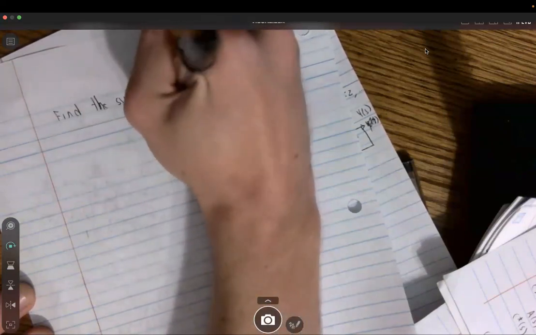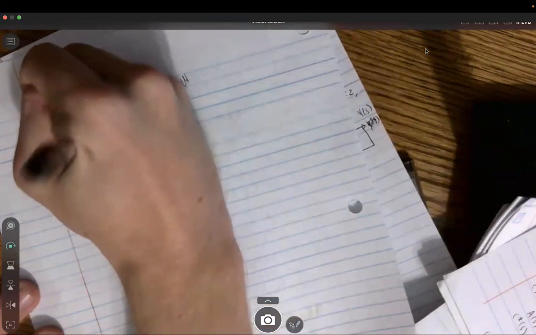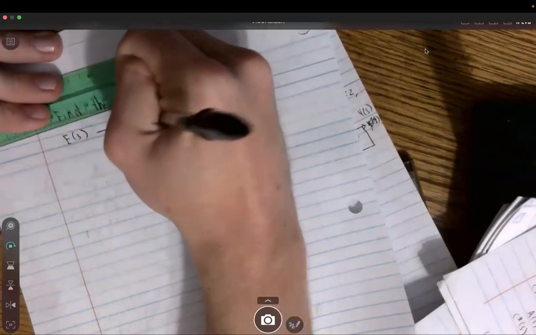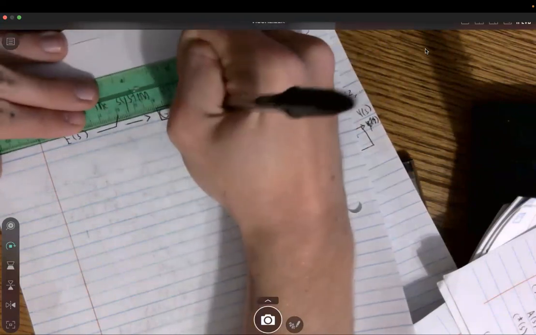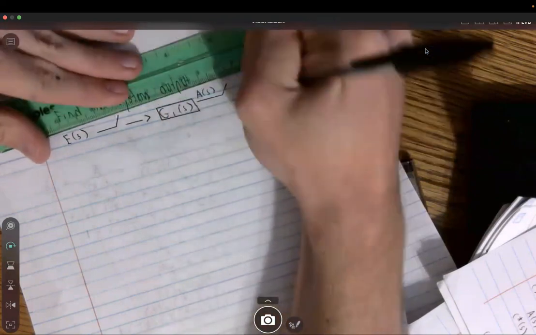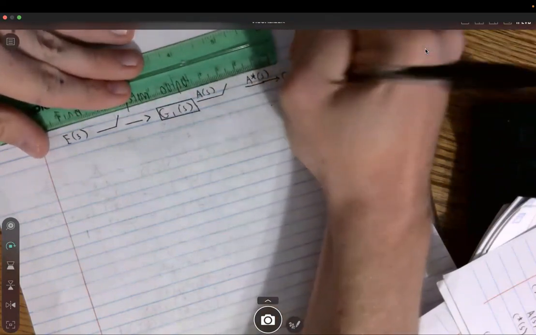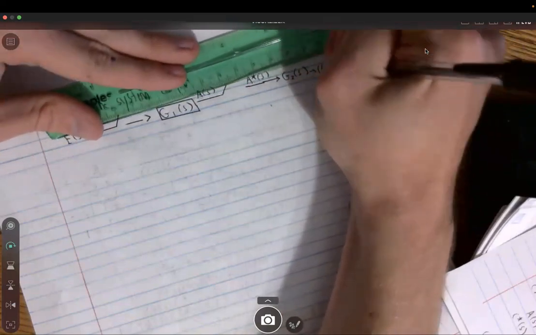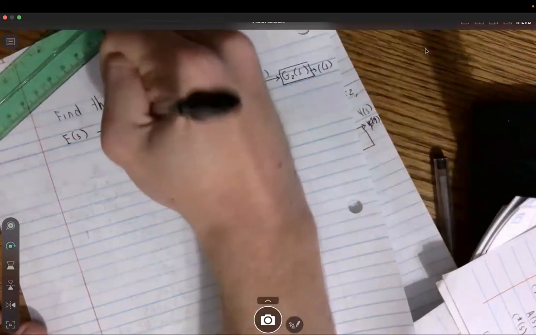We're given the following block diagram where we have our E of S, and then we have a sampler, and then it enters our G1 of S, and then we go to A of S, and then it gets sampled, then we get A star of S, and then it goes to our G2 of S, and then it goes to our C of S at the output. So what we're going to get here is this is our E star of S.